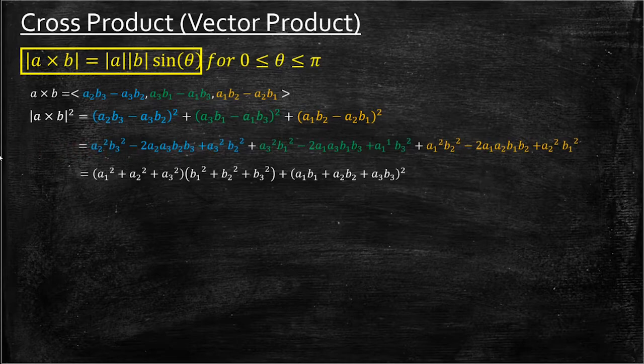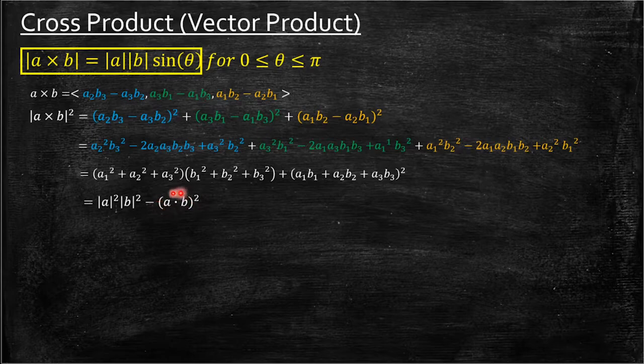All right, so what you might notice here is that a1 squared, a2 squared, and a3 squared is the same as the modulus of a squared. And b1 squared, b2 squared, b3 squared is the same as the modulus of b squared. And this a1 b1, a2 b2, a3 b3 is the same as a dot b. So that's the modulus of a squared, that's the modulus of b squared. And if we do a1 b1 plus a2 b2 plus a3 b3, that's the definition of the dot product between those two vectors. And we're going to square that there.